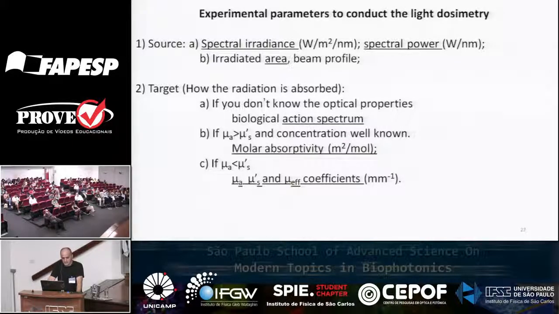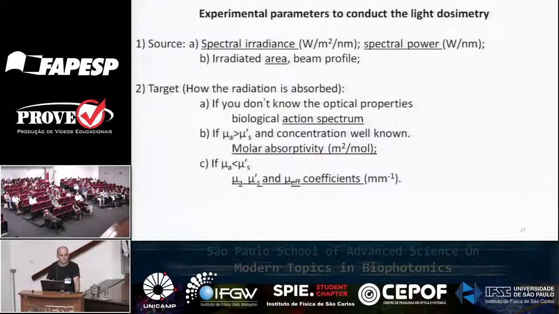Up to now, I showed examples of what is important to do when you want to make some dosimetry from your system. To access this dosimetry, you must have information from your source and information from your sample. Here is what you need to do this dosimetry. You need the spectral radiance, and you need the spectral power, and of course, you need the radiated energy. And from the target, if you don't know anything about your sample, you can do the action spectrum. You can measure the action, you can produce your action spectrum, and you can predict how different sources can produce different biological responses.